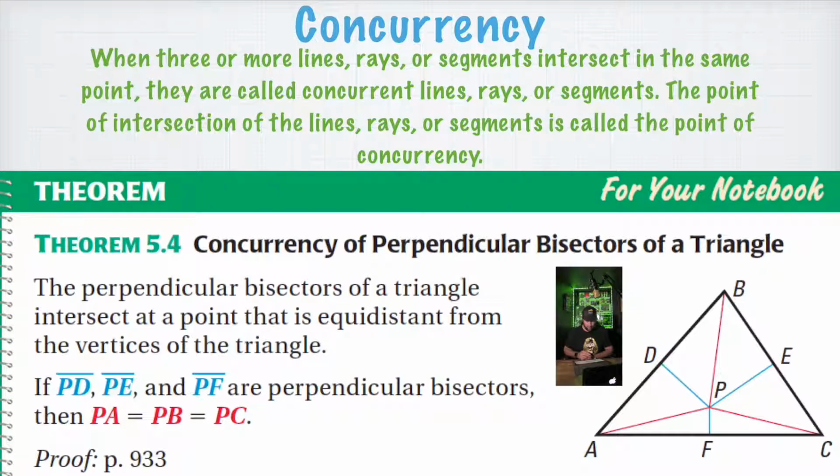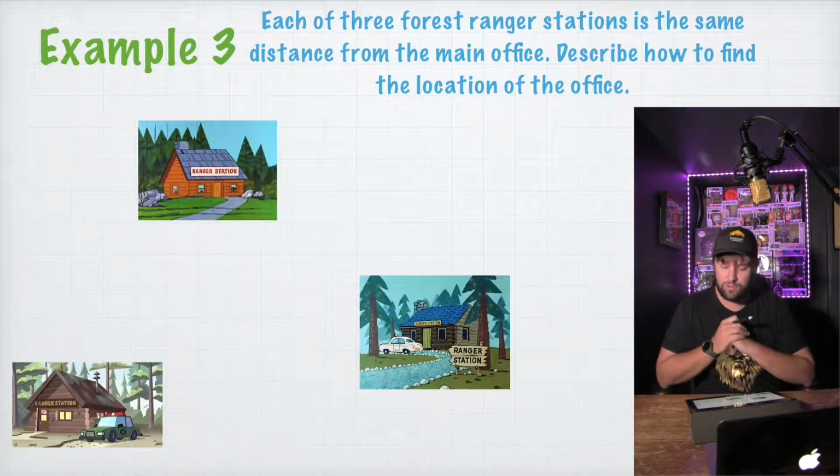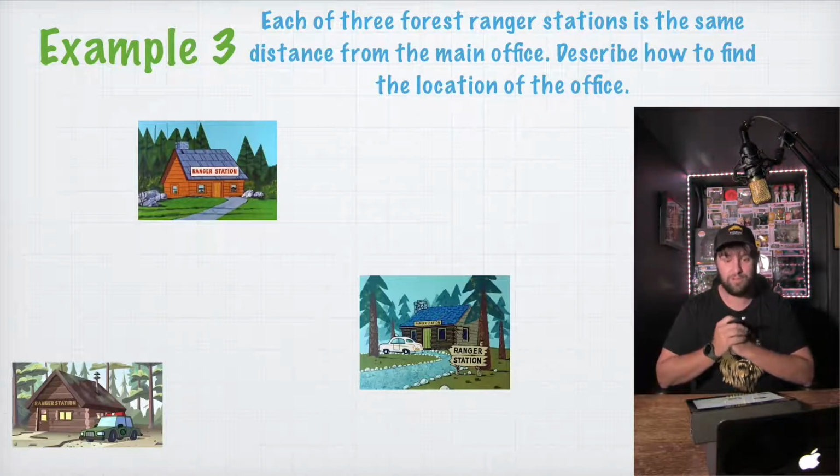So if PD, PE, and PF are the perpendicular bisectors, then PA, PB, and PC are equal. So what they're saying is if you draw the perpendicular bisectors of a triangle, where those lines intersect, that point is equidistant from the vertices of that triangle. So each of 3 forest ranger stations is the same distance from the main office. Describe how you can find the location of the office.